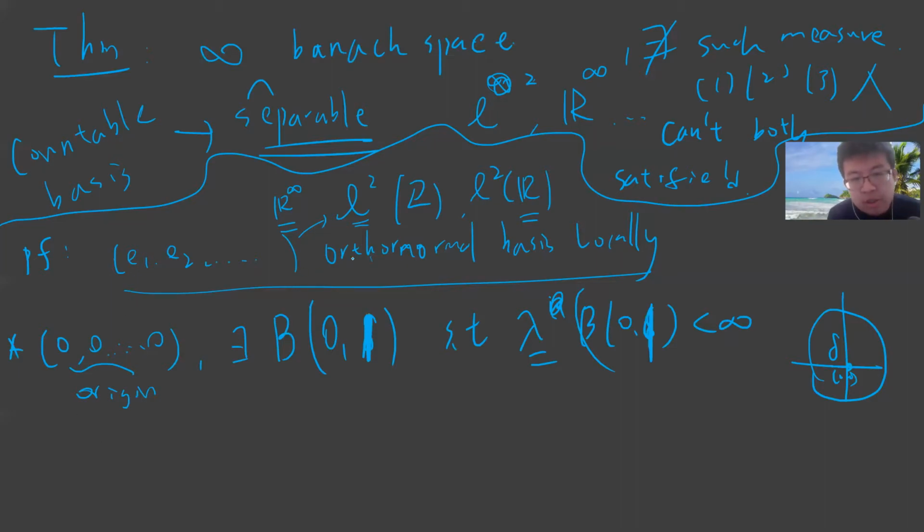So notice that in these local coordinates, the distance between e_i and e_j is the square root of 2, for any i not the same as j. So basically now you can count.